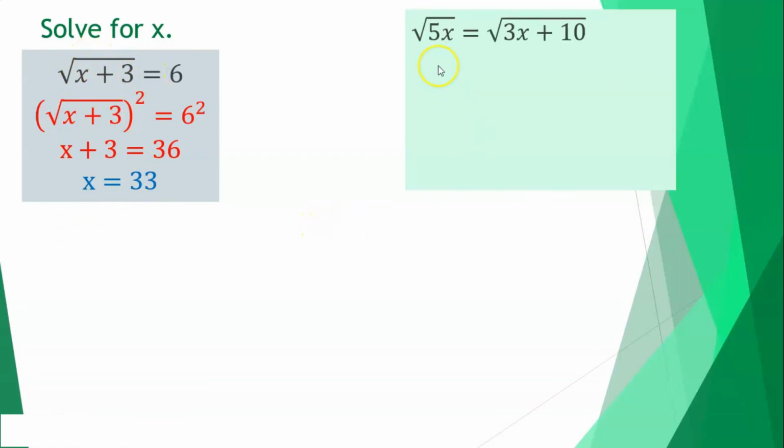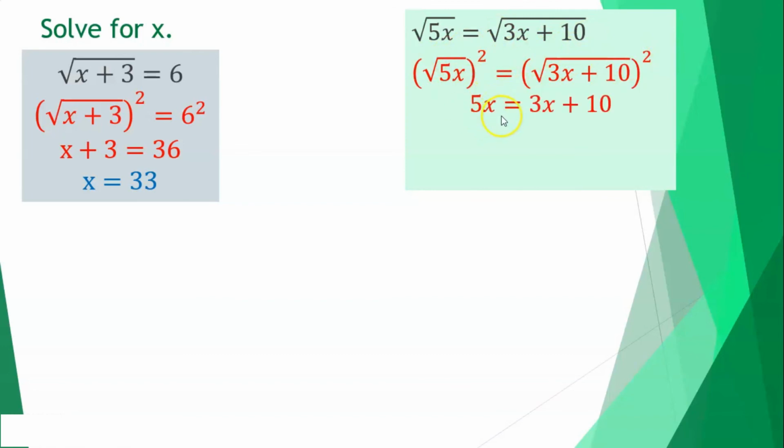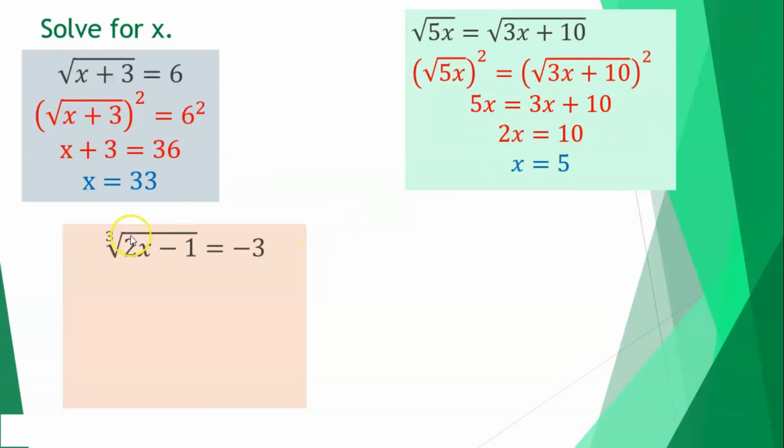Okay, next. The same thing here. Square both sides. So you can cancel the power and the radical sign. So 5x equals 3x plus 10. Combine like terms and divide both sides by 2. So therefore, our answer here is 5.